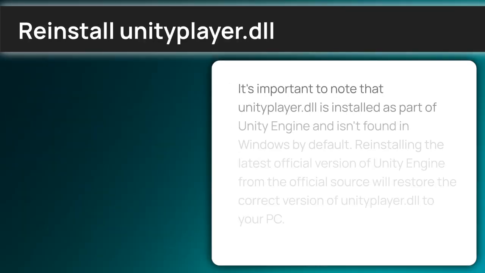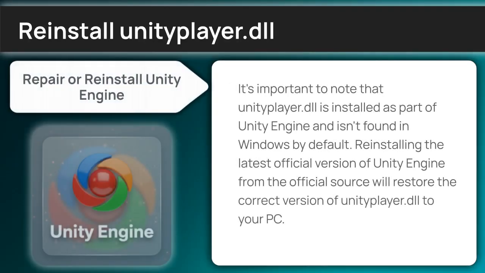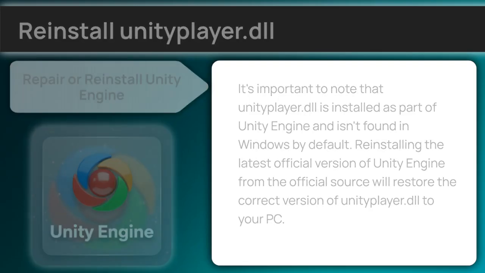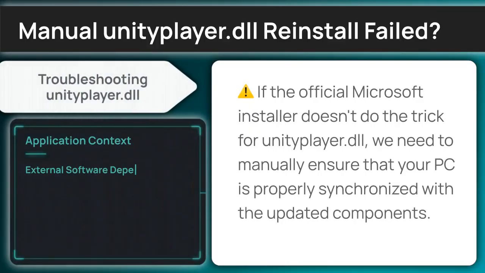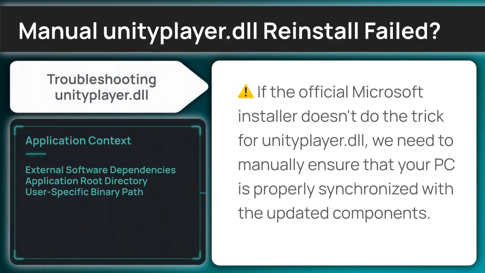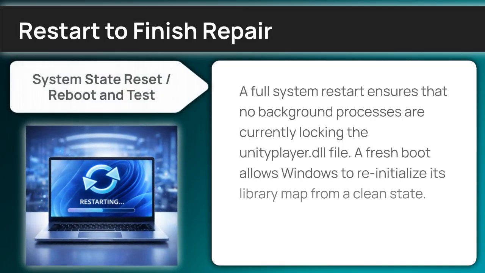A damaged or incomplete Unity engine installation is the most likely cause for this error. You'll need to reinstall the latest official version of Unity Engine to restore required files such as the Unityplayer.dll to the application directory. If you're still seeing the missing file notification, we should attempt to force a synchronization between the software and the OS. A standard reboot clears out temporary memory conflicts and gives the Windows loader another chance to properly register the Unity Player component during startup.